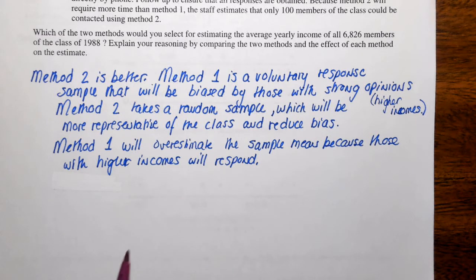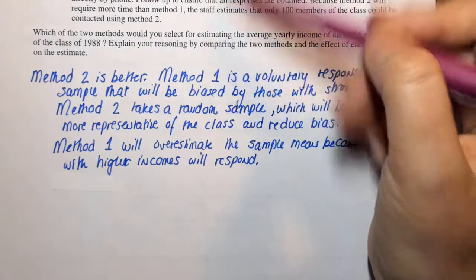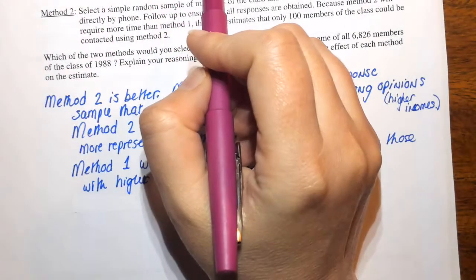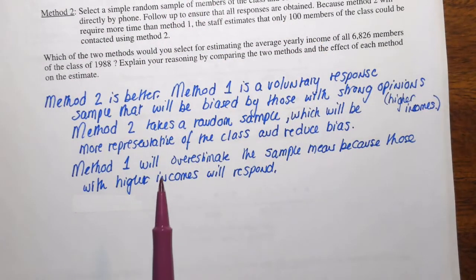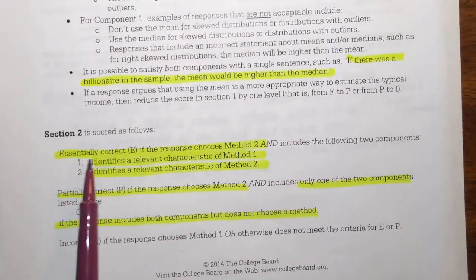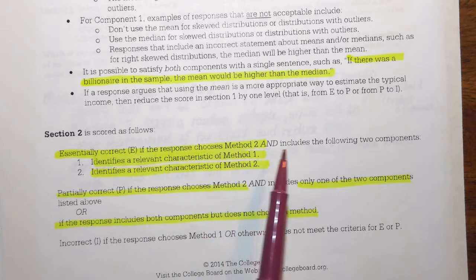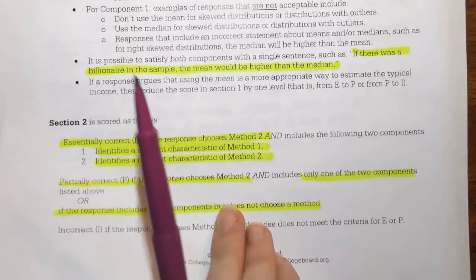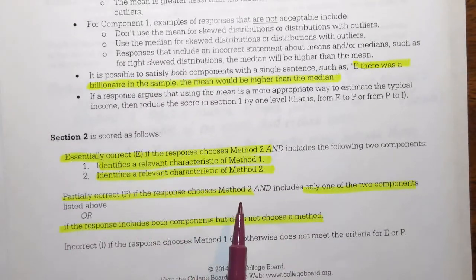First, you need to choose method 2. So even though this is one thing, there's 3 different things to grade. So here's your first thing to grade. Your second thing to grade is choosing method 2, and you have to identify a characteristic between method 1 and method 2. Essentially correct if the response chooses method 2 and includes a relevant characteristic of method 1 and a relevant characteristic of method 2. Partially, if you choose method 2 and only say something about one of the methods, or if you say something about both of the methods but you don't actually choose one, then you can get a P.